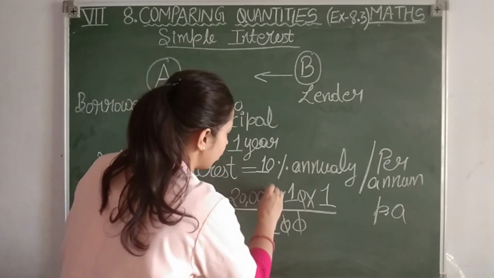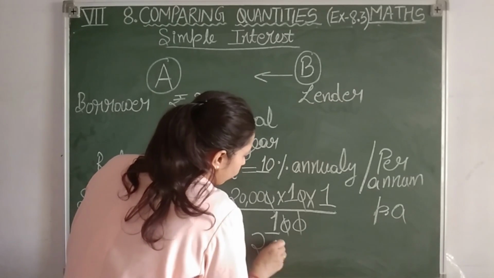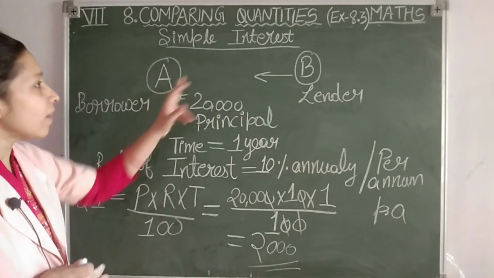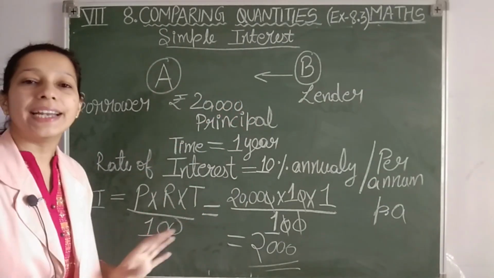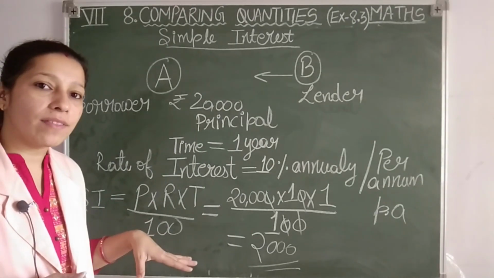0, 0 cancelled. 0, 0 cancelled. How much left? 2,000 rupees left, students. You can see, 2,000 rupees left. So A will pay rupees 2,000 as interest to B. Understood, students? What will be the final amount that A will be paying to B?